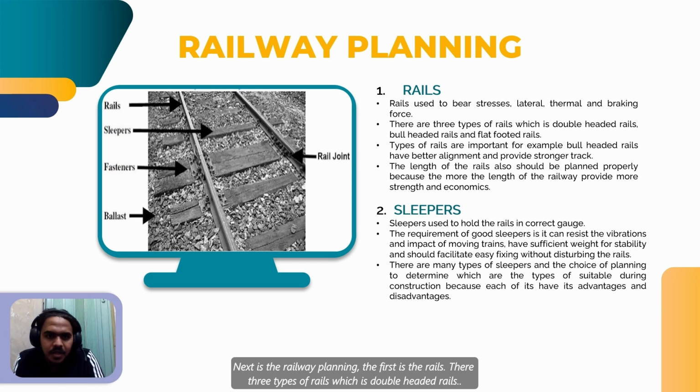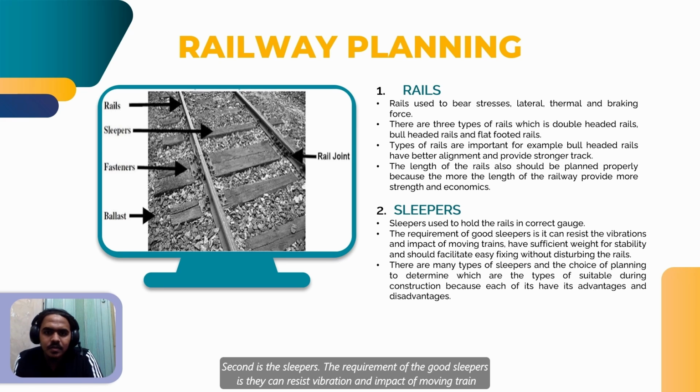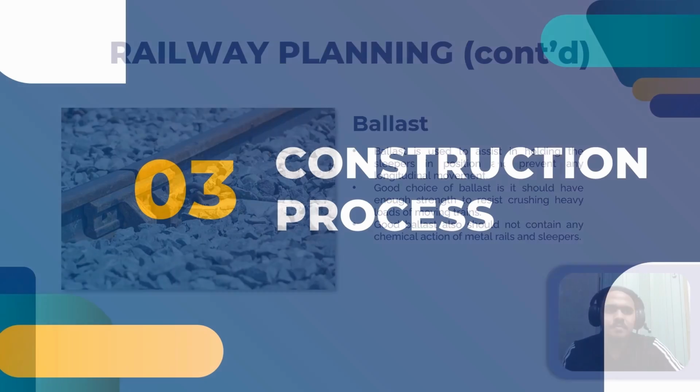Next is the railway planning. The first is the rails. There are three types of rail, which is double-headed rails, full-headed rails and flat-footed rails. Second is the sleepers. The requirement of the good sleepers is that can resist vibration and impact of moving trains. The third is ballast. The good ballast have enough strength to resist crushing heavy loads of moving trains and not contain any chemical action to metal rails and sleepers.